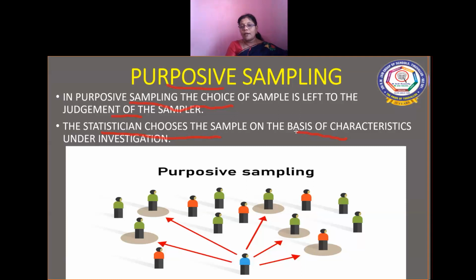Okay, children, I hope you are clear with restricted sampling, unrestricted sampling and purposive sampling. In the next class, we will be discussing sampling errors. Thank you, children.